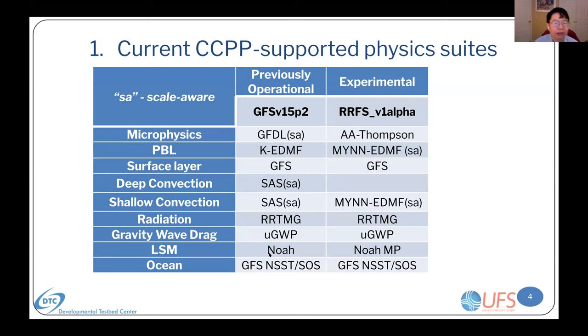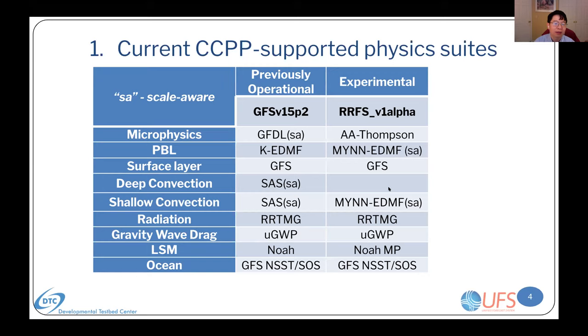For the RRFS v1 alpha, we have Thompson microphysics, MYNN-EDMF PBL scheme, then the GFS surface layer. For deep convection, it is turned off. For resolution equal to or higher than 3 kilometers, you can turn off deep convection. If you want to use this scheme to do low resolution simulation, like 13 kilometer or 25 kilometer, then you may need to turn on the deep convection.